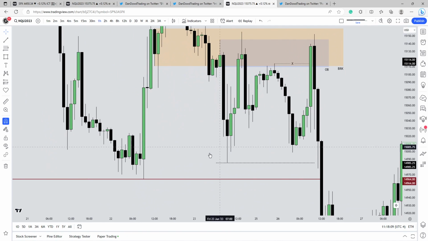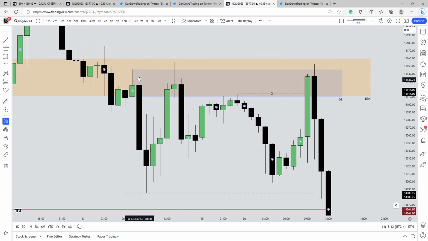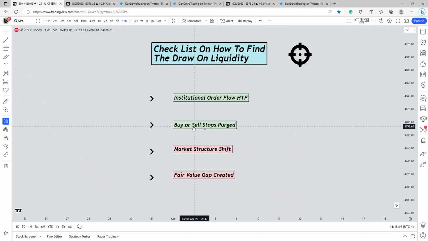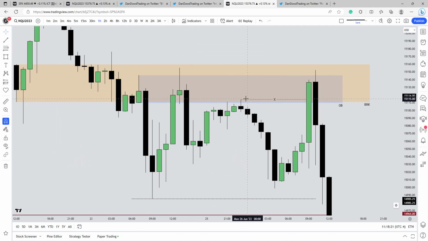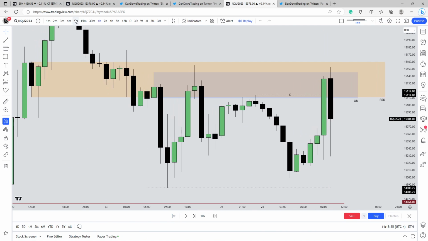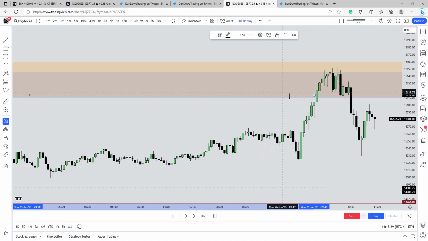So I'm thinking that we're in a sell program until price takes out these lows, right? We have this higher time frame order block aligned with order flow, right? What's the next thing on the checklist? Are buy stops or sell stops purged? We have this old high right here. If we dive into what price action looked like in this little fractal of price action right here, let's drop down to a 3-minute time frame.